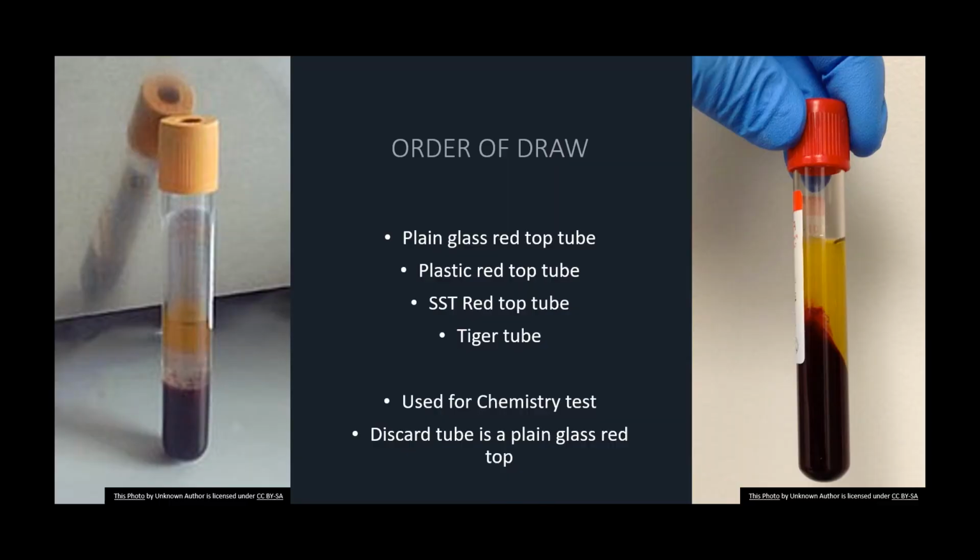Okay, so moving on, order of draw. The next tube that we draw, and you'll see this from the flowers, is our red top tube. Plain glass red top tubes. And we'll go into the fact of how long it takes a plain glass red top tube to clot. Now, normally plain red tops are used for chemistry studies. But most places you go to work, that's really not the tube they use for that.